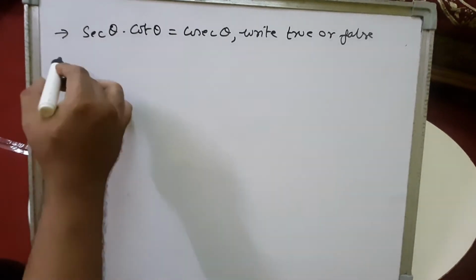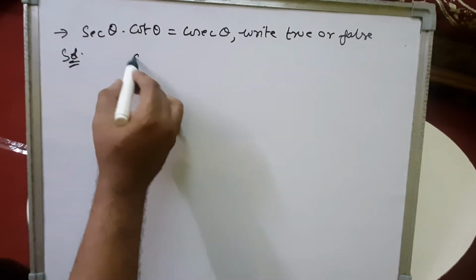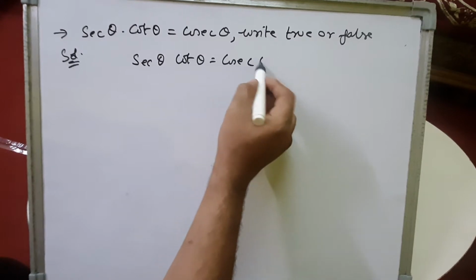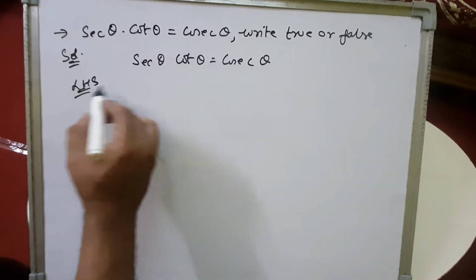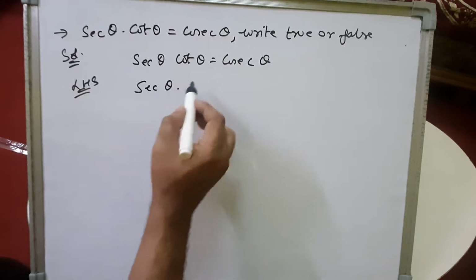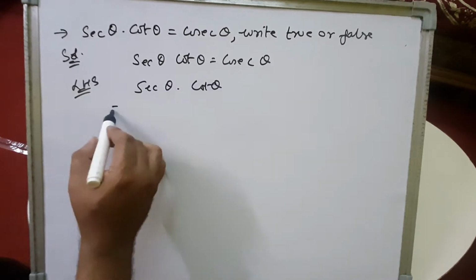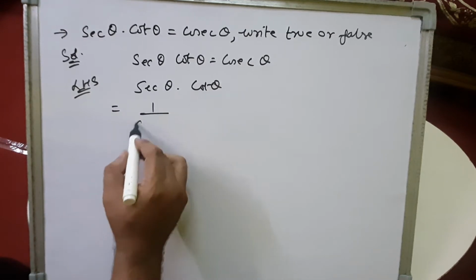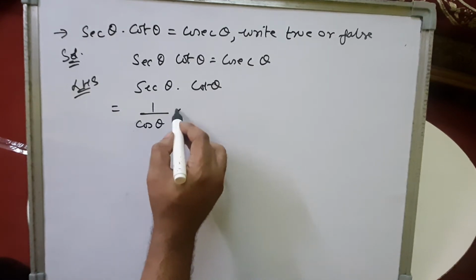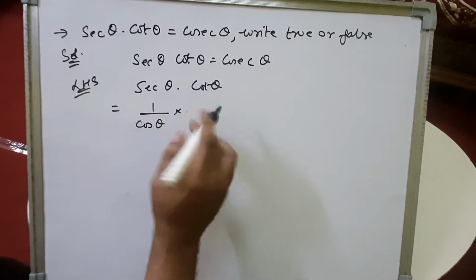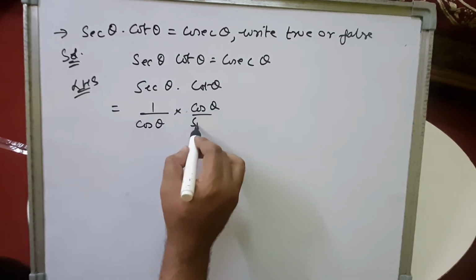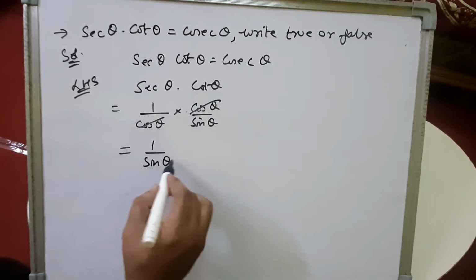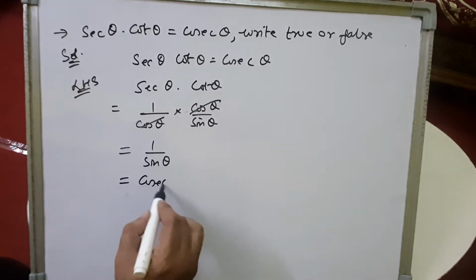So again, to do the solution, we need to do simplification. How are we going to solve this? We are going to pick one side, say the left hand side, sec theta into cot theta. We have studied the formulas: sec theta is 1 upon cos theta and cot theta is cos theta upon sin theta. So here this cos theta and cos theta will get cancelled. What will we get? 1 upon sin theta, and 1 upon sin theta is cosec theta.